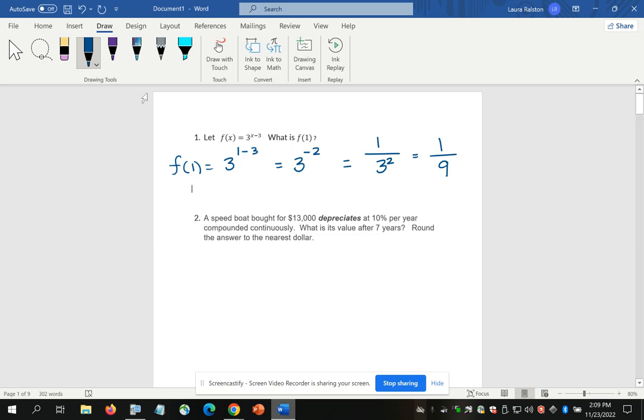Question 2 is a word problem, and it says a speedboat bought for $13,000 depreciates at 10% per year compounded continuously. What is its value after 7 years? Round to the nearest dollar.